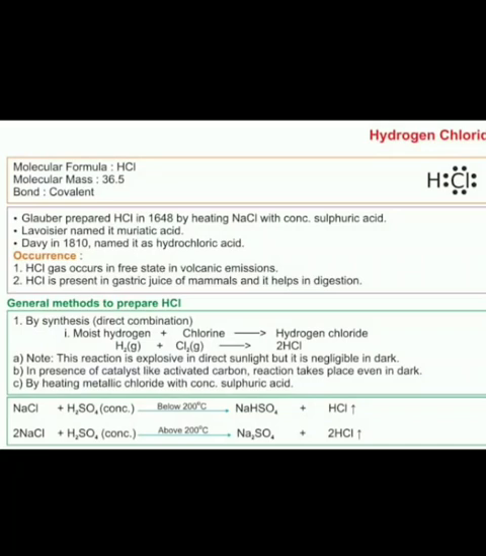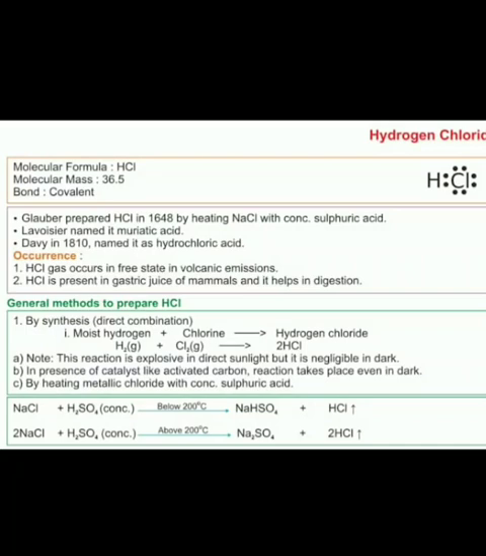When the temperature is less than 200 degrees Celsius, it produces sodium hydrogen sulfate. But when the temperature is more than 200 degrees Celsius, it produces sodium sulfate plus hydrogen chloride gas. And the next one, you can take copper chloride, CuCl2. When it reacts with concentrated sulfuric acid, it produces copper sulfate plus hydrogen chloride gas. So these are the two methods we have to prepare hydrogen chloride gas.